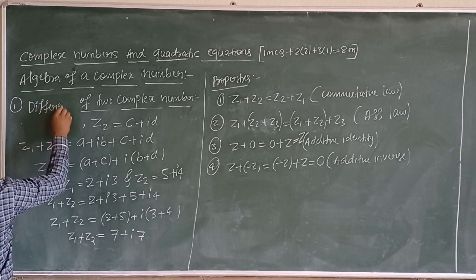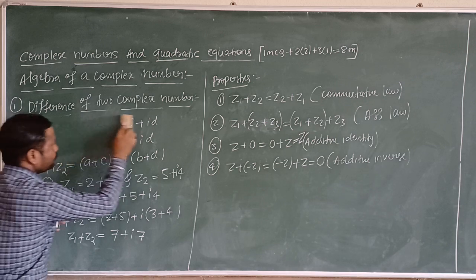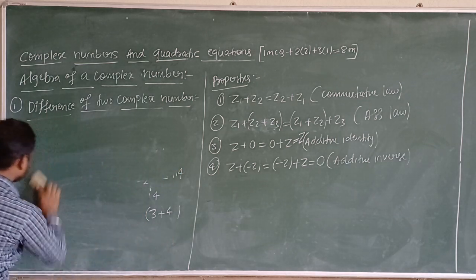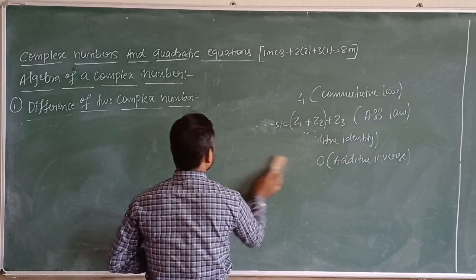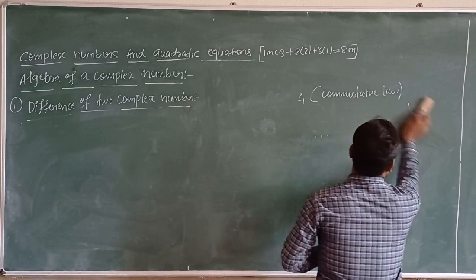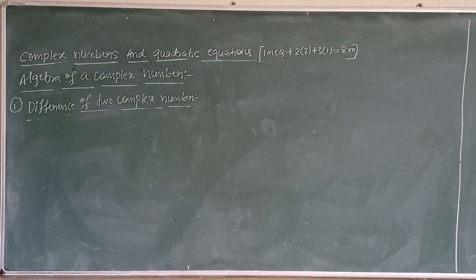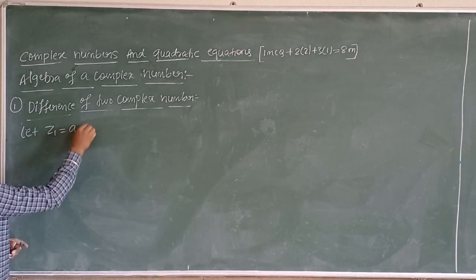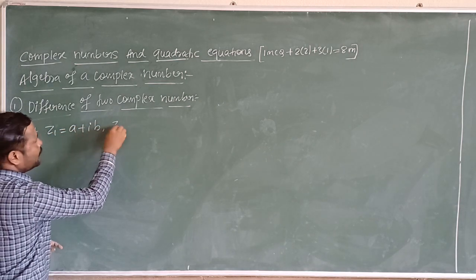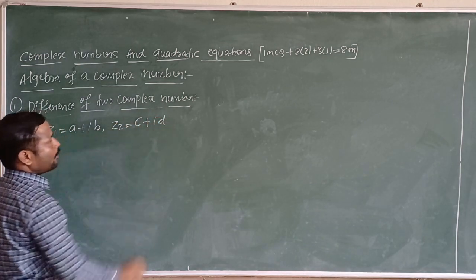Difference of what two complex numbers? Same as before, let z1 is equal to a plus ib, the first complex number, and z2 is equal to c plus id, the second complex number.